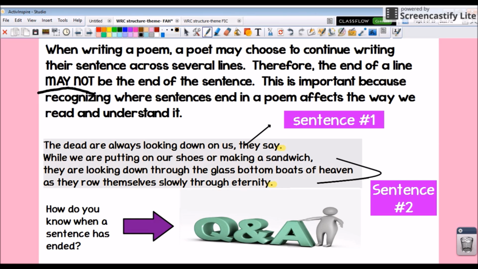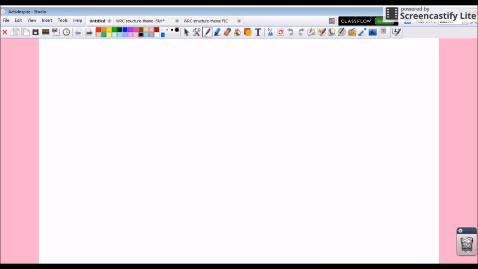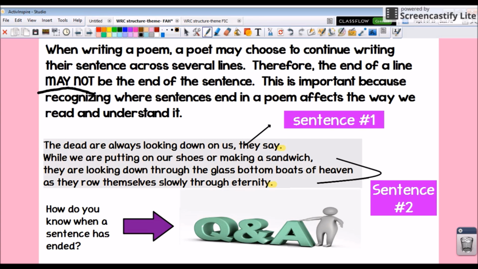So here's an excerpt from another poem I love called The Dead by Billy Collins. Here you can see that the first line is actually the end of the first sentence, but then lines 2, 3, and 4 are actually all one sentence. Now, how is it that I know that they're all one sentence?